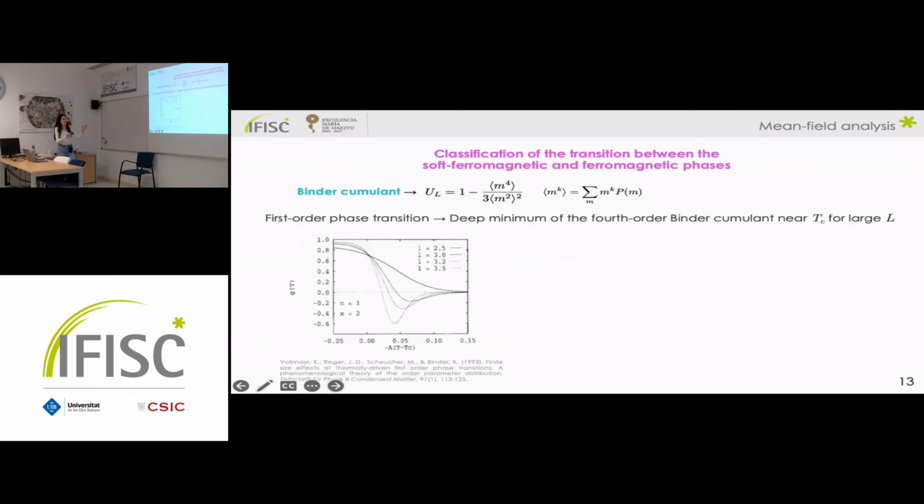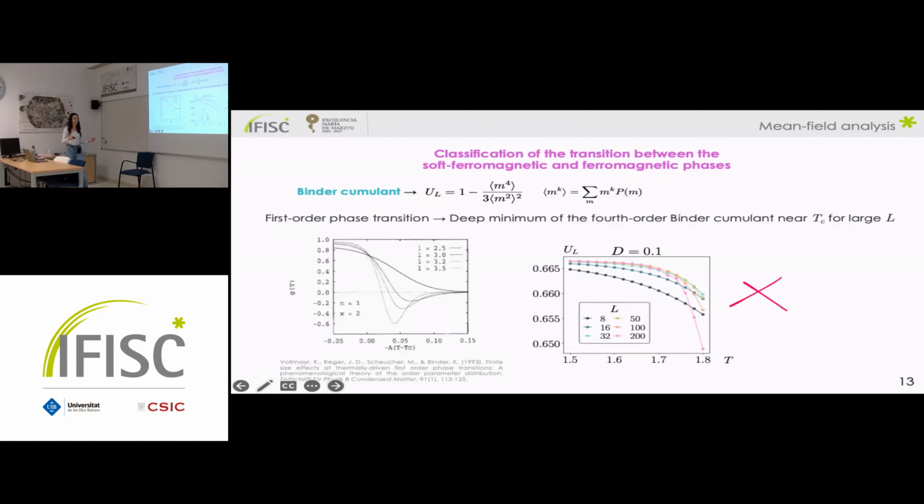In order to determine if this transition is first-order, what we are going to do is to look at the fourth-order Binder cumulant, okay? The Binder cumulant is this quantity here that depends on the fourth and second moments of the magnetization. And the thing is that in a first-order phase transition, the Binder cumulant behaves in this way. That is, there is a deep minimum of the fourth-order Binder cumulant near the critical temperature for large system sizes. This is how the Binder cumulant behaves in a first-order phase transition.